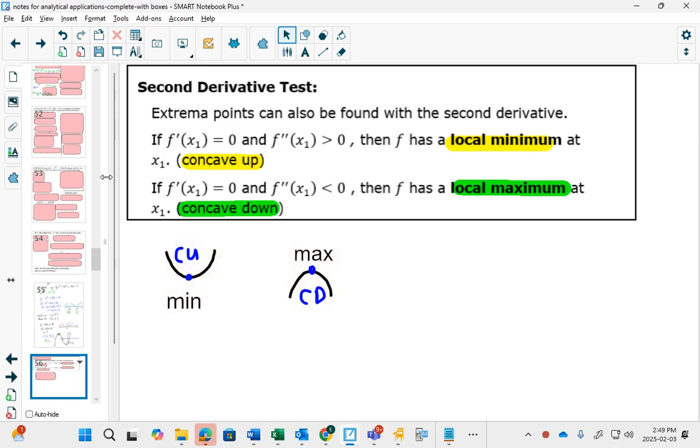Here's the idea. Concave up, and it's a critical point, would have to be a minimum. Concave down, and a critical point, it would have to be a maximum.